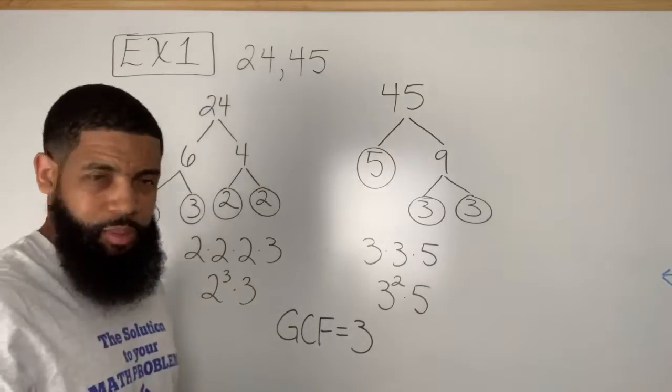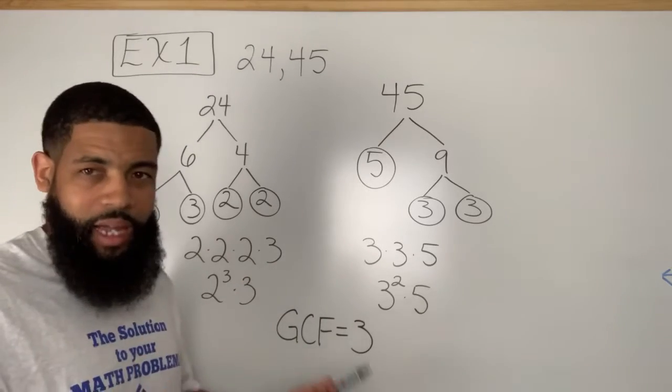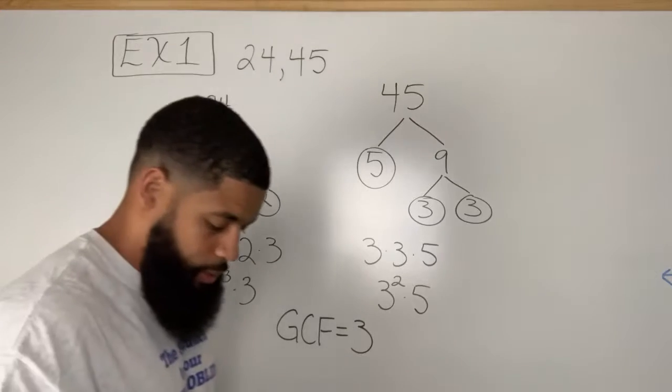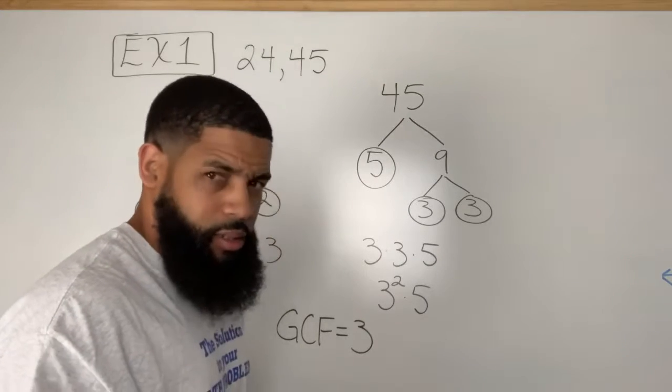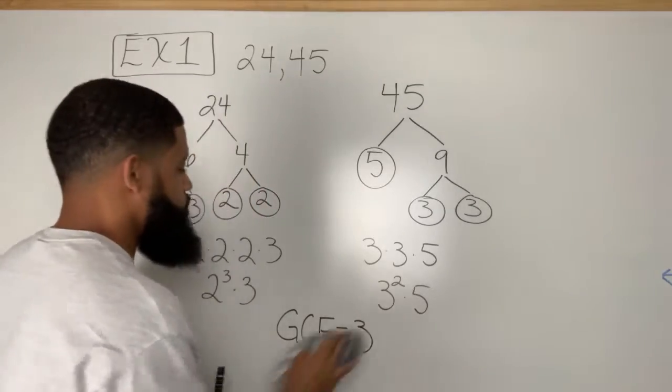Notice this one was easy because the only common factor that they had was 3, so it has to be the largest one. And they have 1 in common as well, but that was the easy way. Okay, so let's go to another example.